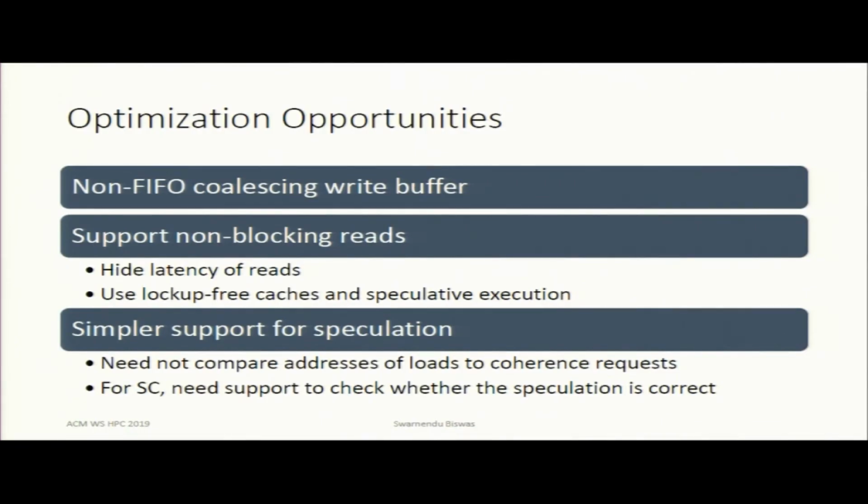Some of them are that you can now have a non-FIFO coalescing write buffer. That means from your store buffer you can emit or commit stores in a non-FIFO manner. So that means store and store get reordered. Then you can support non-blocking reads and a lot of other things. You can now have simpler support for speculation, because anything can get reordered, right?